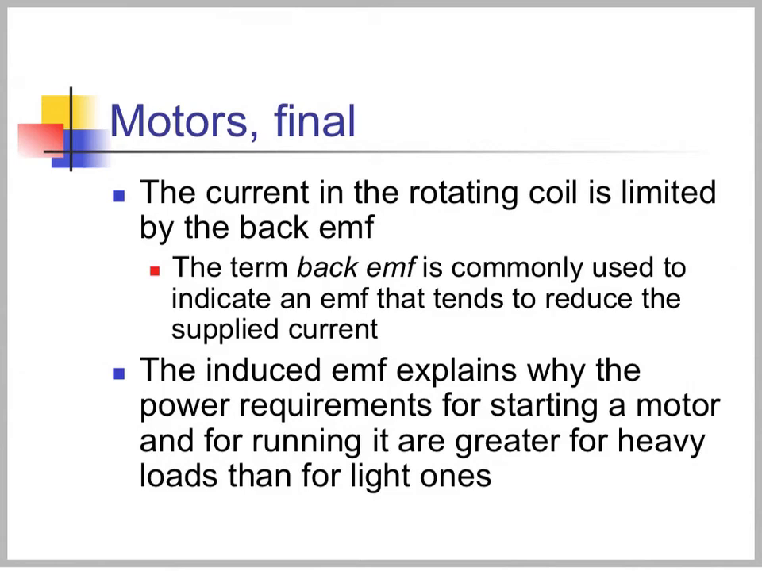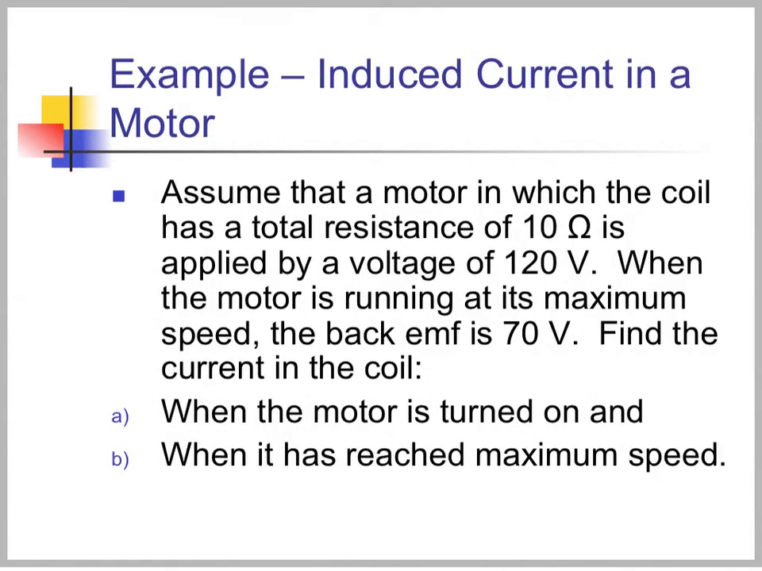So let's look at an induced current in a motor. Assume that a motor in which the coil has a total resistance of 10 ohms is supplied by a voltage of 120 volts. When the motor is running at its maximum speed, the back EMF is 70 volts. Find the current in the coil, A, when the motor is turned on, and B, when it reaches its maximum speed.